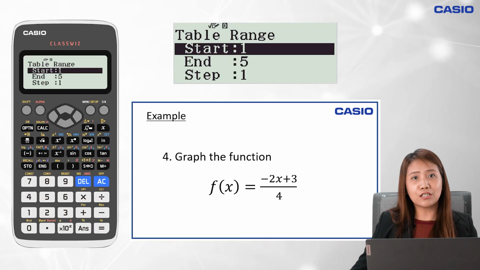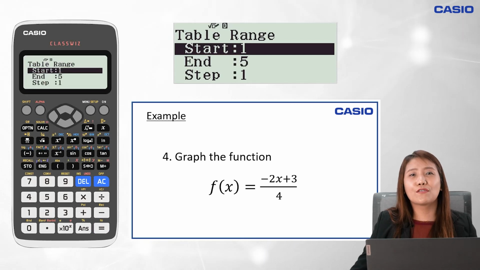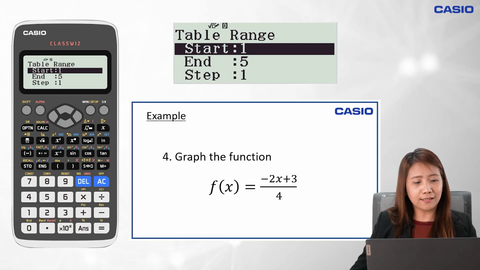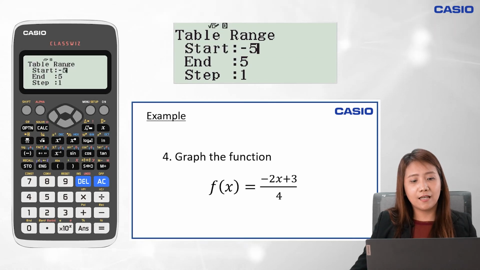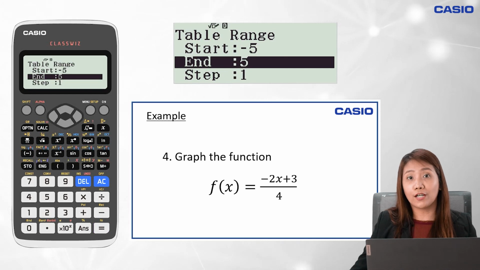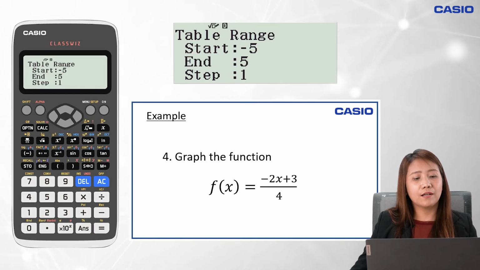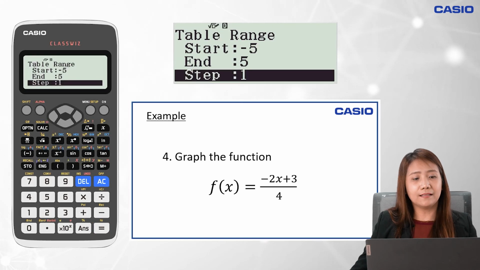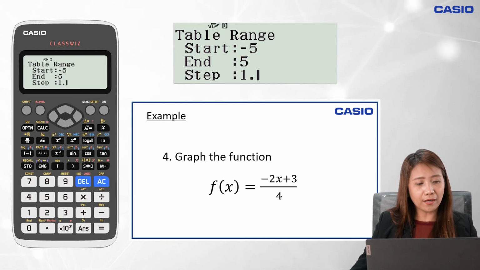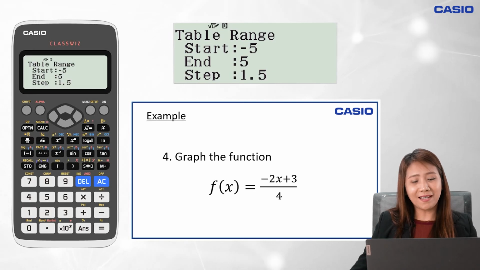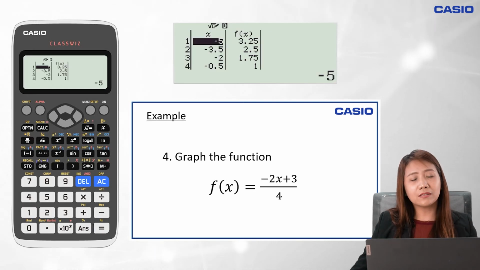And it will direct us to the table range. For the table range, decide on the range of values. For instance, from negative 5 to 5. For start, we input negative 5. Then click equal sign. For end, we input 5. Then, followed by an equal sign. For the steps, decide on the intervals. Let's say 1.5. So let's key in 1.5, then press equal sign twice. Again, it will direct us to the table of values.